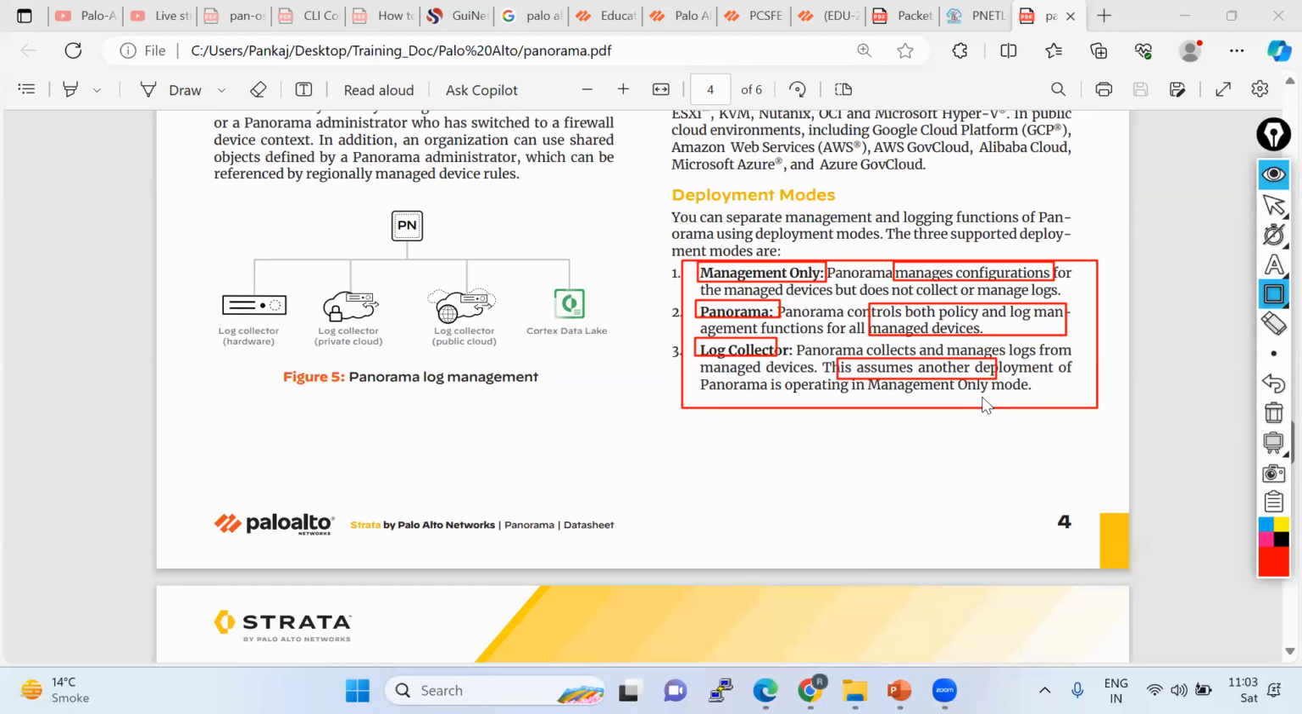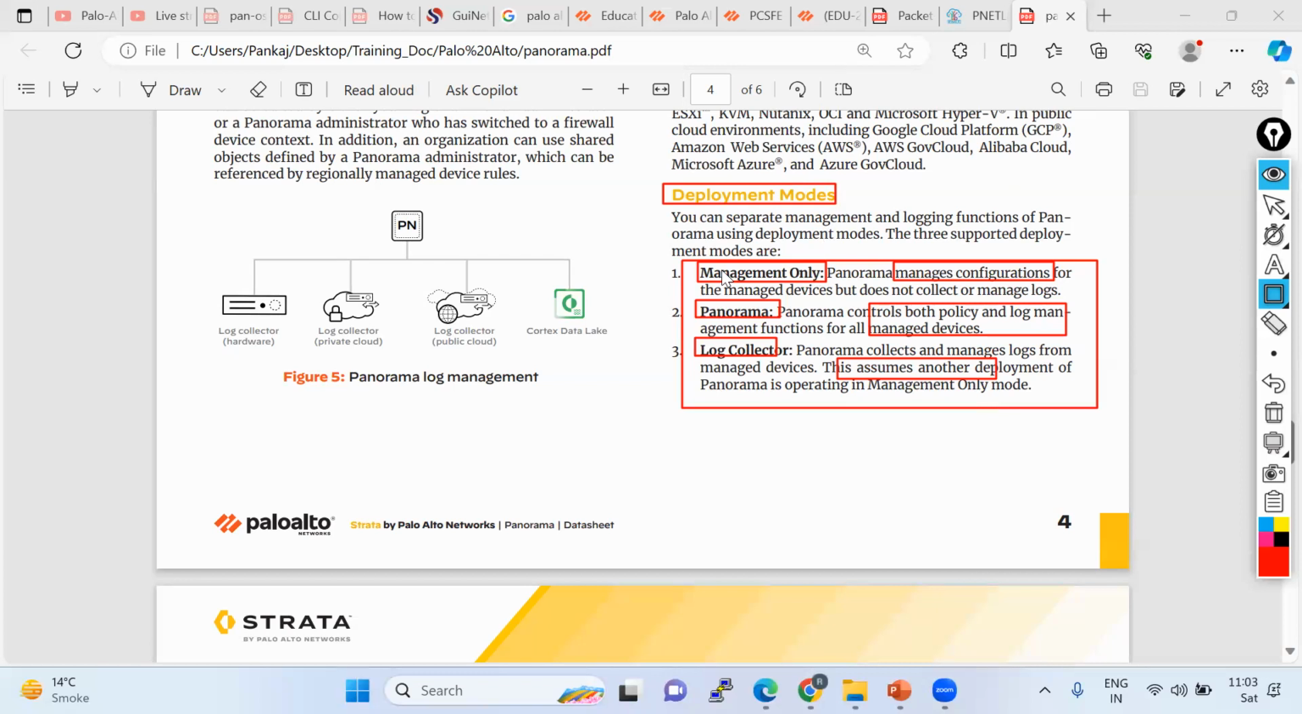If you have a single piece of hardware, you can deploy it in management-only mode. There is a mode to convert. Deploying in management mode means only configuration is managed. If you deploy in Panorama mode, both logs and configuration are managed. If you deploy in log mode, then only logs are captured. It's not something you have to create inside of Panorama.